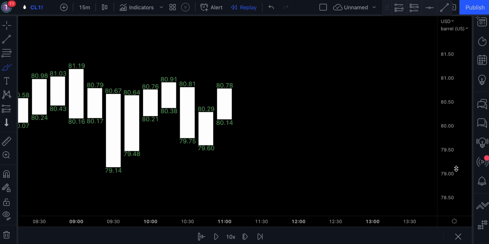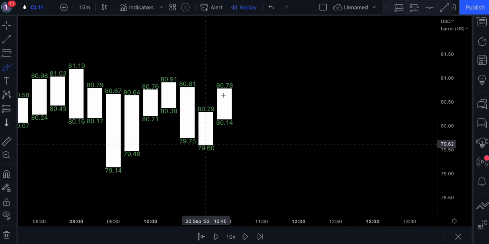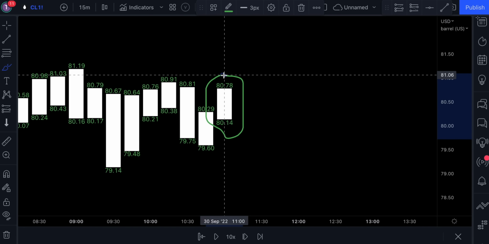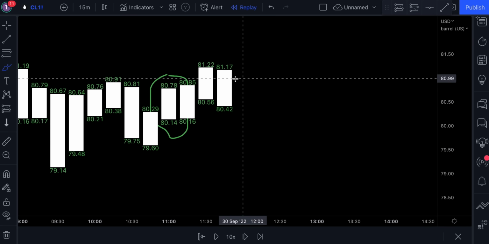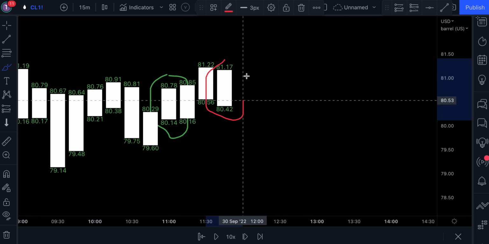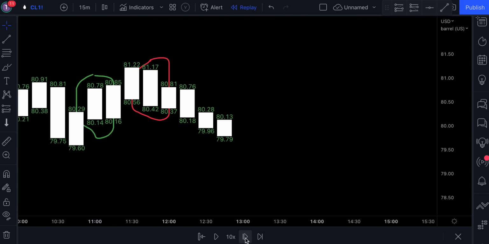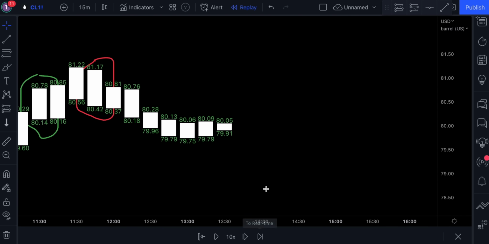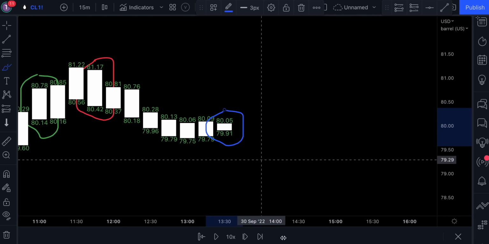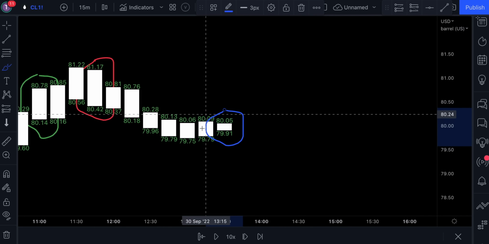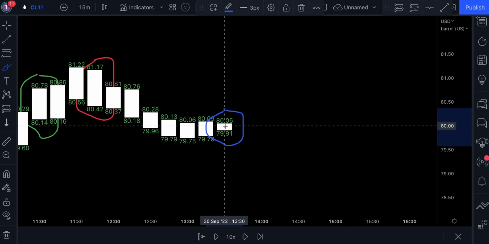So the first candlestick formation is the bullish candlestick. It has a higher high and a higher low compared to the previous candlestick. Second formation is the bearish candlestick. Bearish candles have lower highs and lower lows compared to the previous candlesticks. The third type is the inside candlestick. It has a lower high and a higher low compared to the previous candlestick. Even if the high or the low are equal to the previous candlestick, it's still considered an inside bar.